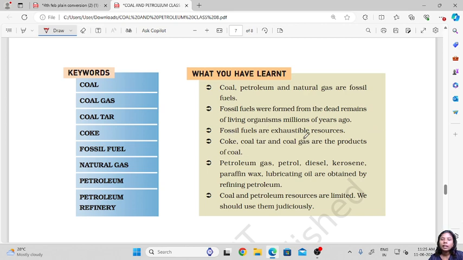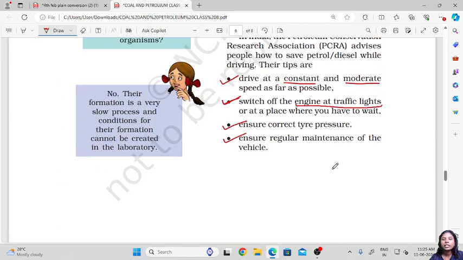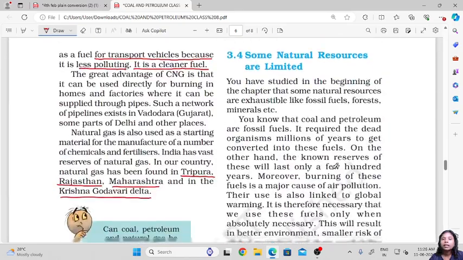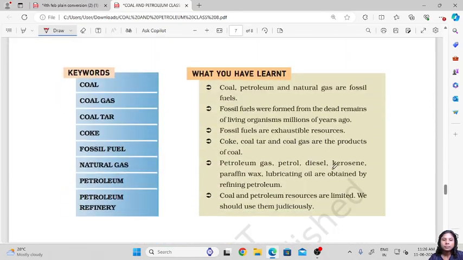Coke, coal tar, and coal gas are the products of coal. Petroleum gas, petrol, diesel, kerosene, paraffin wax, and lubricating oil are obtained from refining petroleum. Coal and petroleum resources are limited. We should use them judiciously. And also we learned what rules we need to follow to save these natural resources that are limited to us.